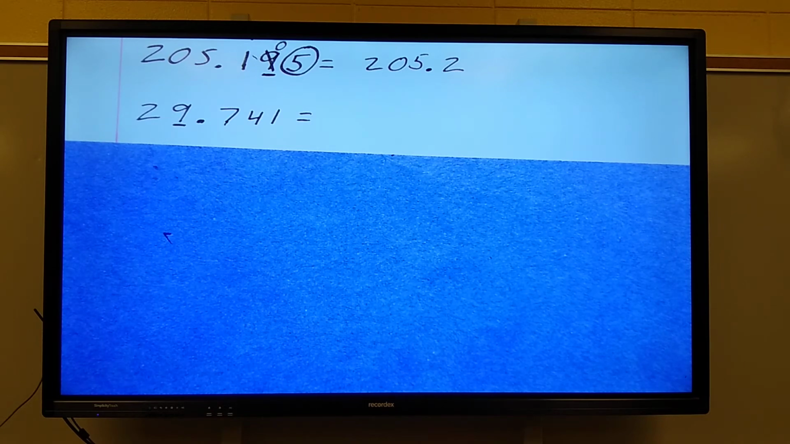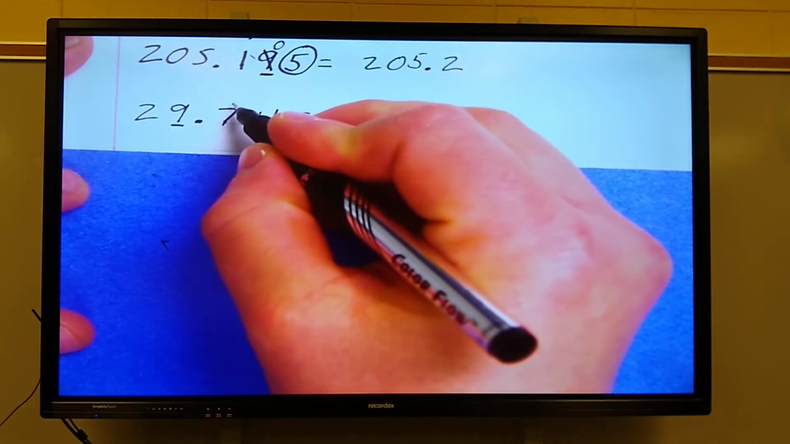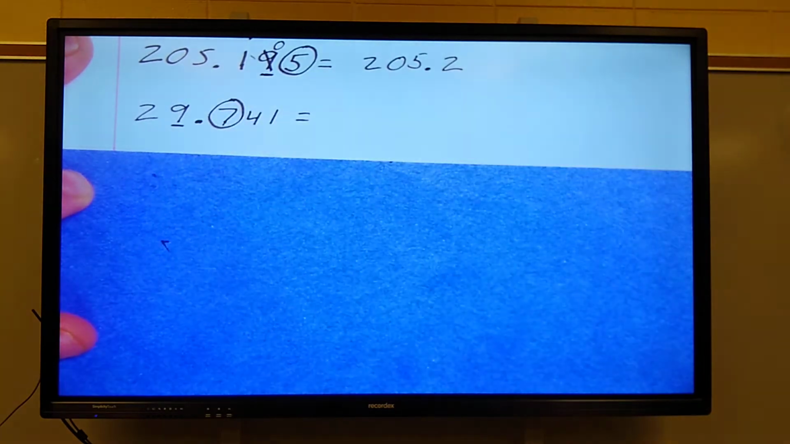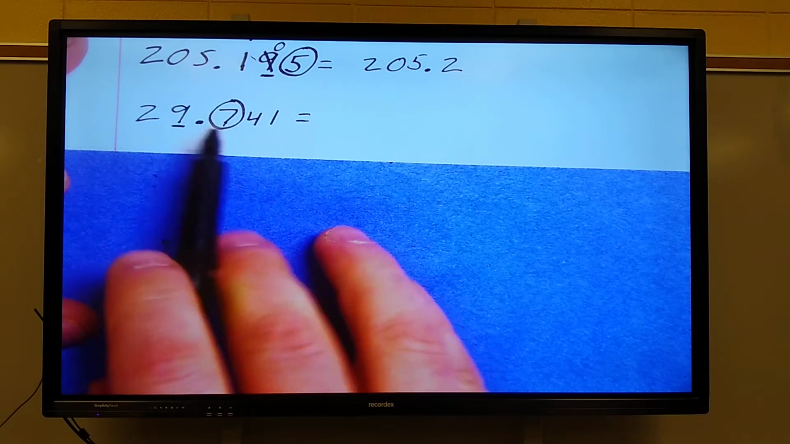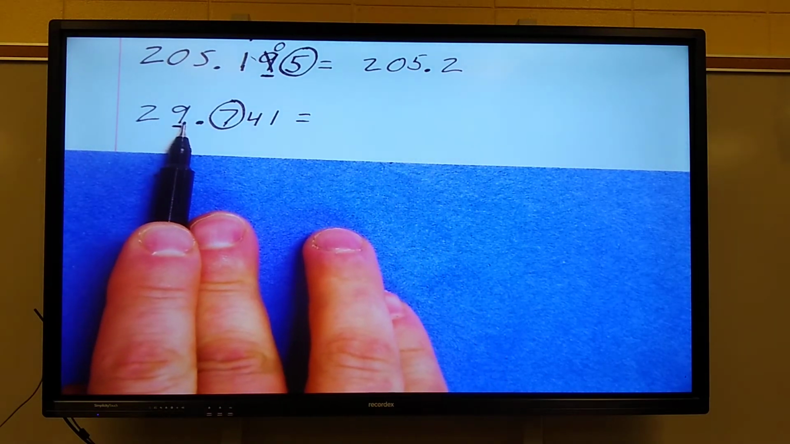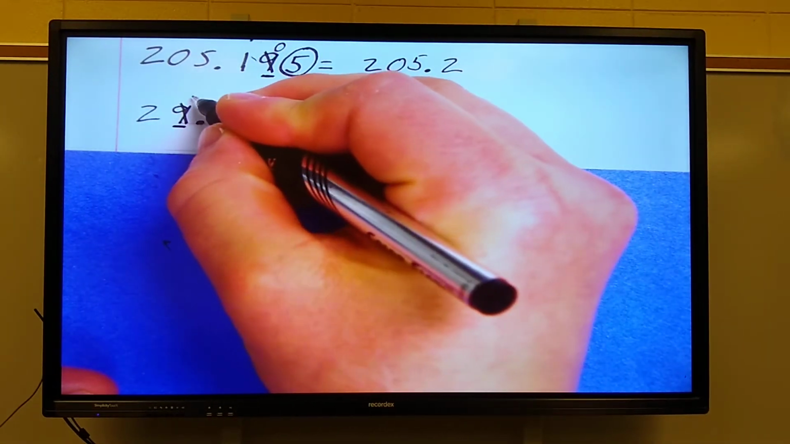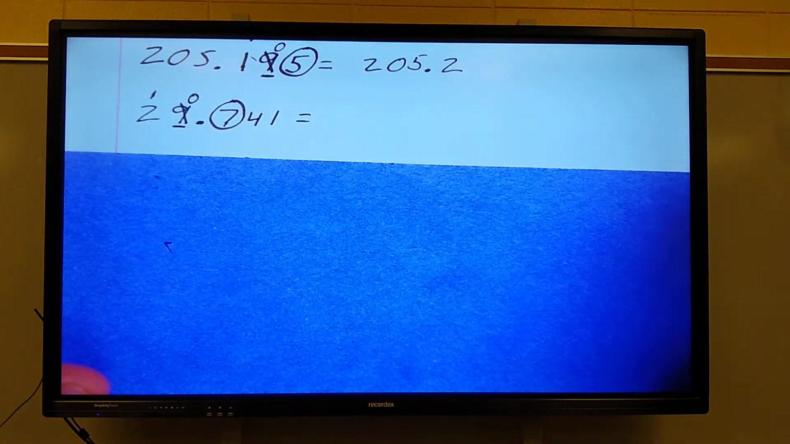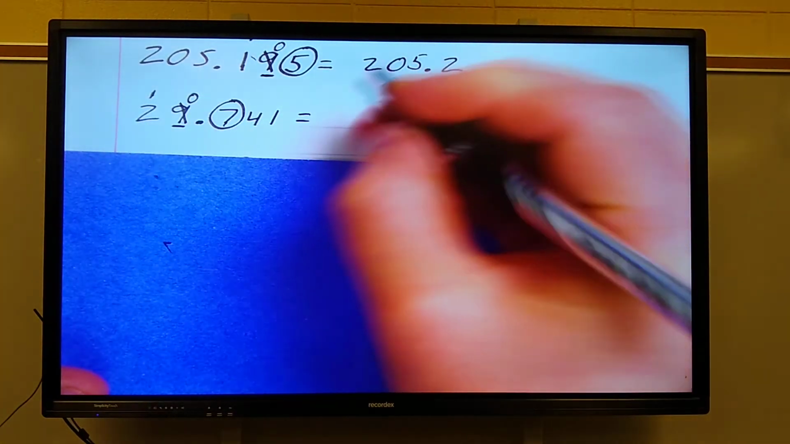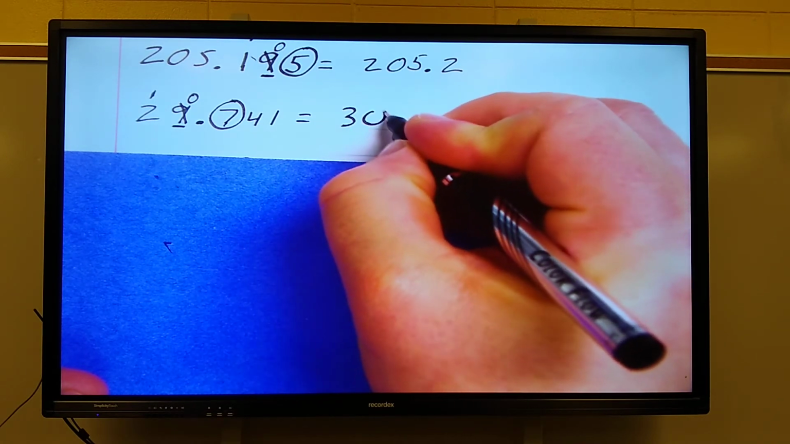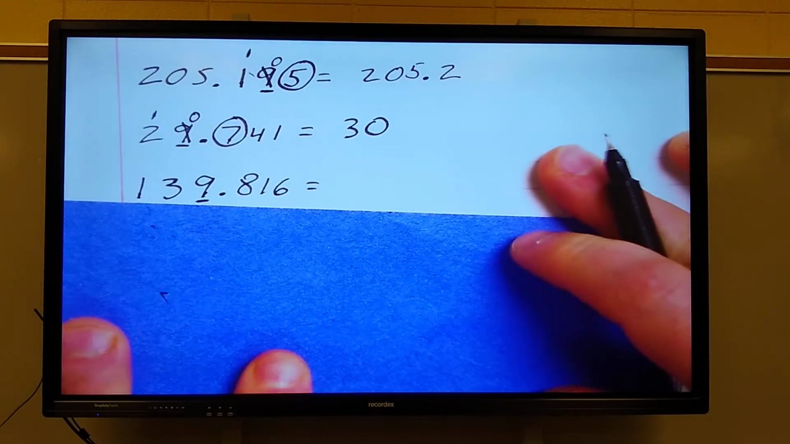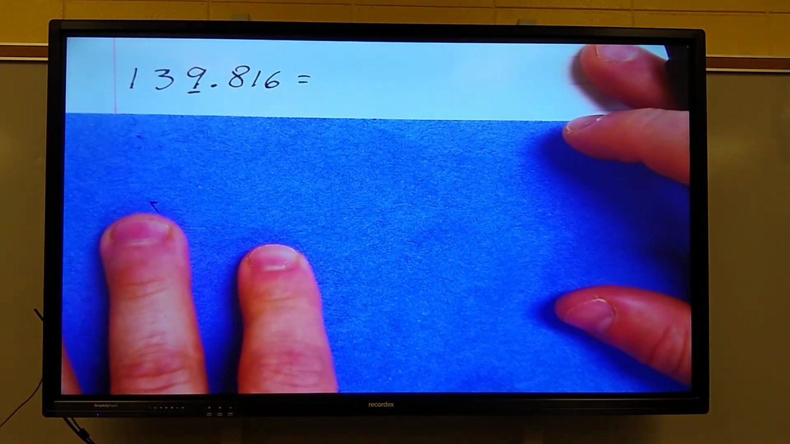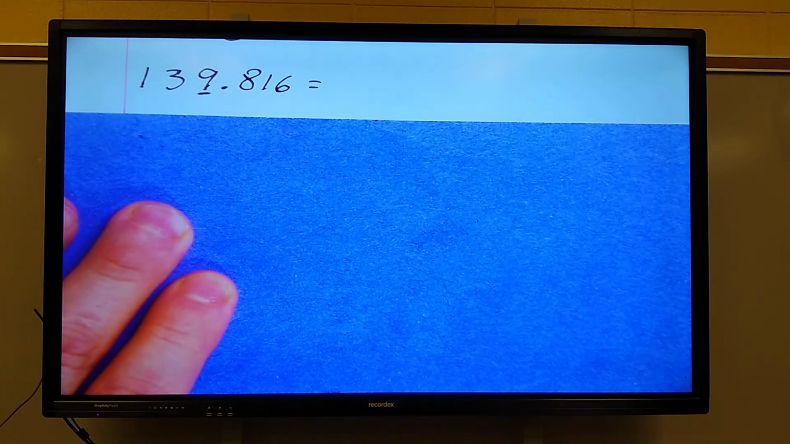All right. The 7 tells me what to do. It tells me to round up. If I round 9 up, it becomes 10. The 9 becomes a 0. I add 1 to the 2. It becomes a 3. My answer is 30. You try this one. Round the underlined 9. Pause the video.